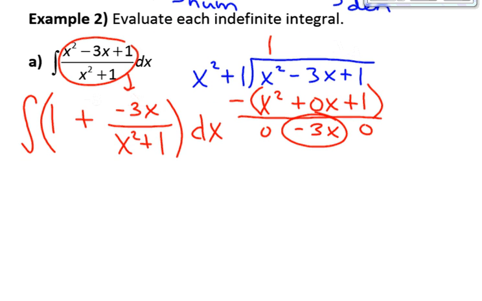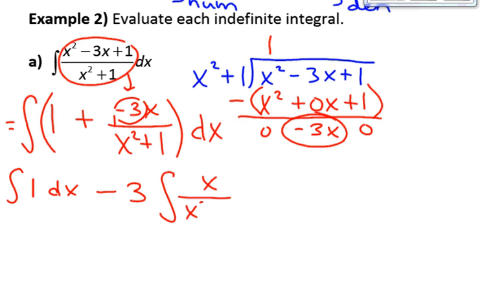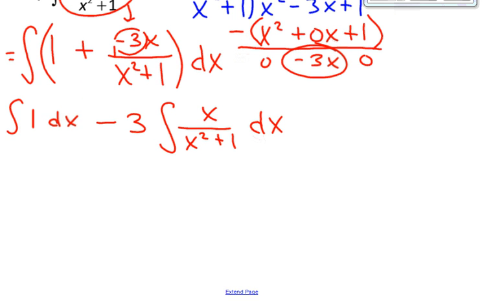So now what we can do is separate this into two integrals. So this could be the integral of 1 dx. And then I'm actually going to pull out this negative 3 and say that's minus 3 times the integral of x over x squared plus 1. I just like to do that because I like to keep my integrand as clean as possible. Okay, so now the integral of 1, we can just do by ourselves, no u substitution or anything fancy, is x.